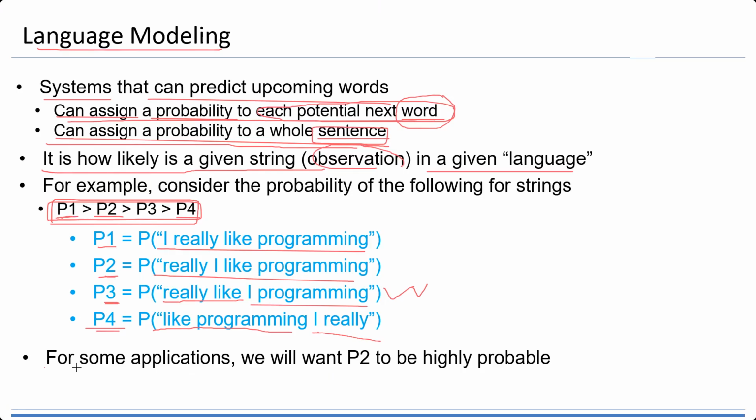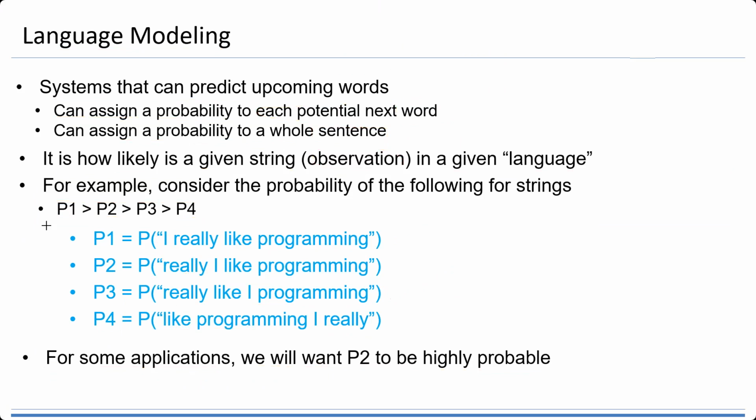But okay, there might be some special cases. For example, in the real world or in some application, we will want P2 to be highly probable. If you say something, maybe you will say, really, I like programming. So the structure would be different from the standard grammar. This is the standard grammar. English will start with the subject, will start with I. But when you speak, sometimes you will start with another word, like this, really, I like programming. So the probability should be calculated based on the training data.